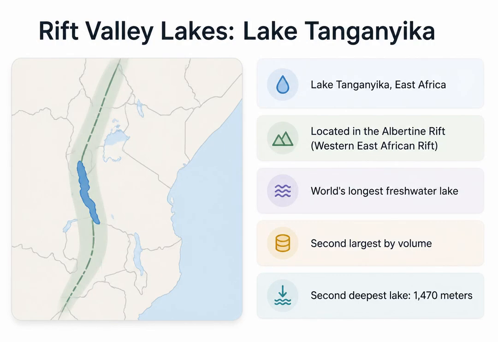Another monumental rift lake is Lake Tanganyika. It is located in the Albertine Rift, which is the westernmost arm of the active East African Rift system. Lake Tanganyika is a lake of extremes. It is the world's longest freshwater lake, the second largest by volume, and the second deepest lake in the world, reaching depths of 1,470 meters. Its elongated shape perfectly mirrors the linear fault lines of the rift valley it occupies.